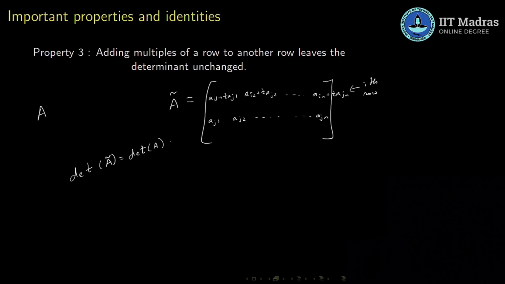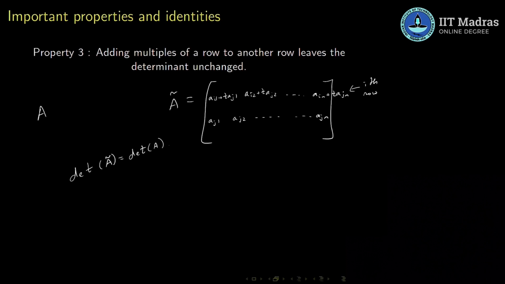So again, one has to prove this. So one way of proving this is to expand along the ith row, and then you will get two different expressions. One is just determinant of A, and the other is determinant of a matrix which has two rows which are the same, and then one will have to prove that that is 0. Okay, so that's how you can do this.